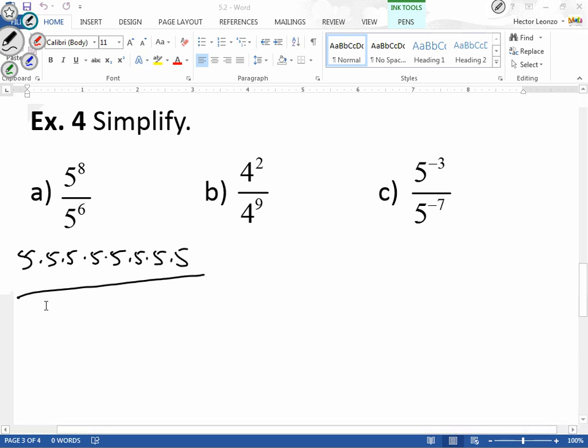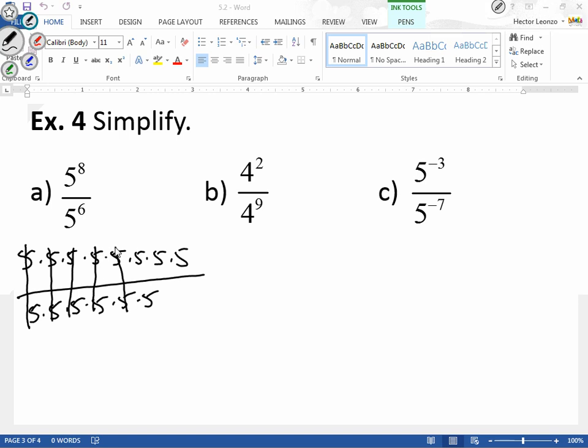At the bottom, I have 6 times: 1, 2, 3, 4, 5, and 6. I could cancel these 5s. I'm just trying to cancel whatever repeats on both sides. So I'm just going to cancel those. And I'm going to cancel those. So it seems like on the top, I have 5 to the second.